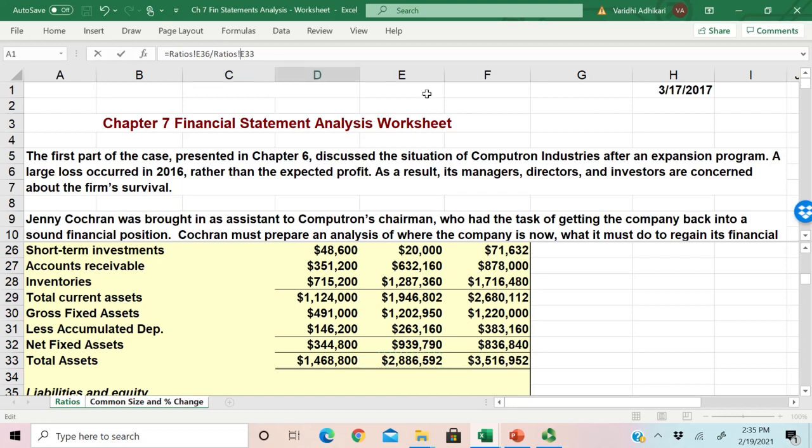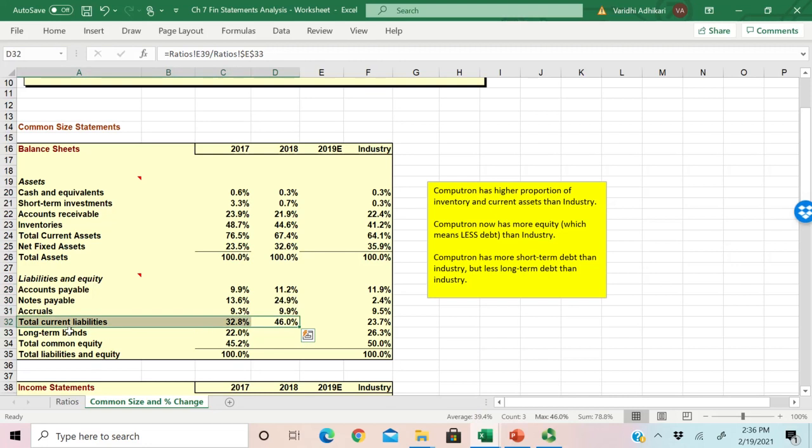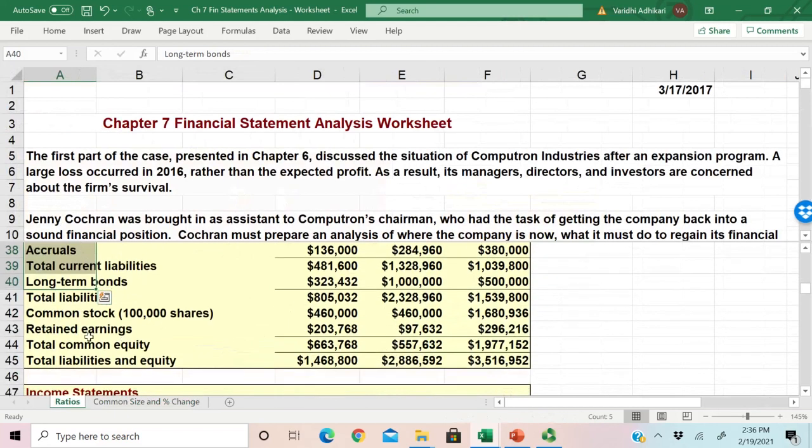Okay, so I'm going to lock this total asset so that I can drag it down again, with a dollar sign here. All right, and go all the way down to long-term bonds right here. Okay, total current liability. One more step, long-term bonds. The next item after long-term bonds will be total common equity.